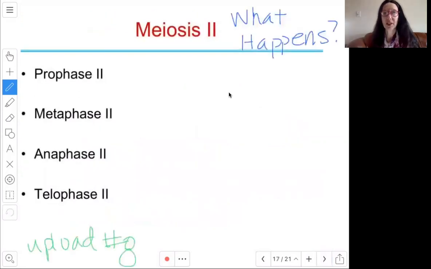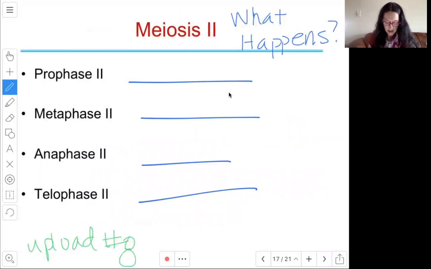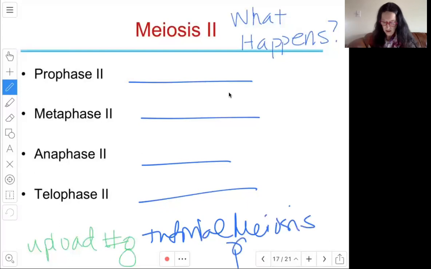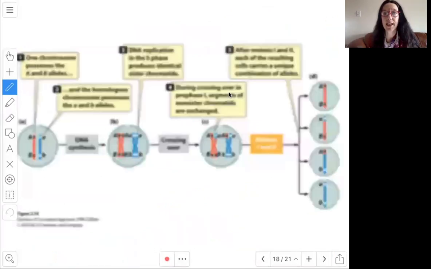Here we go again. Here's another fill in the blank. Upload number 8 to today's tutorial, meiosis phases, in Canvas. You guys love Canvas. We all love Canvas. All right, take a break. Go ahead and do that.